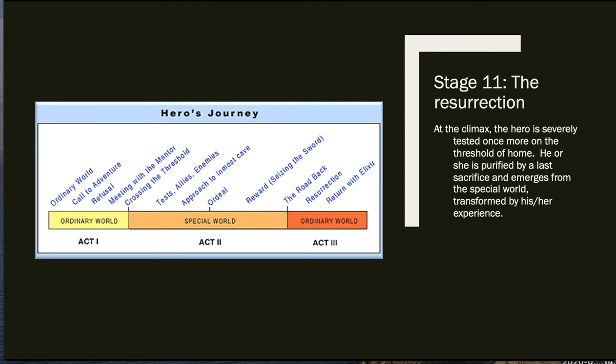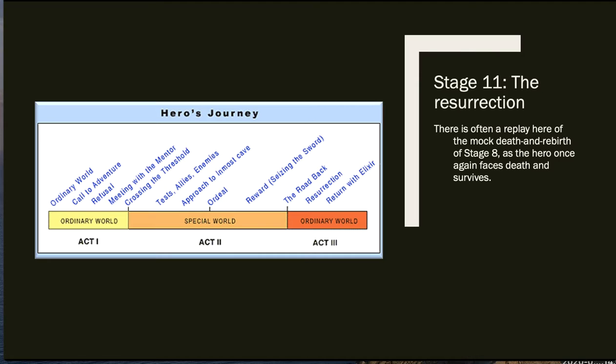Stage 11 is the resurrection. At the climax, the hero is severely tested once more on the threshold of home. He or she is purified by a last sacrifice and emerges from the special world transformed by his or her experience. So did the character learn something during all those trials and tests along the way?